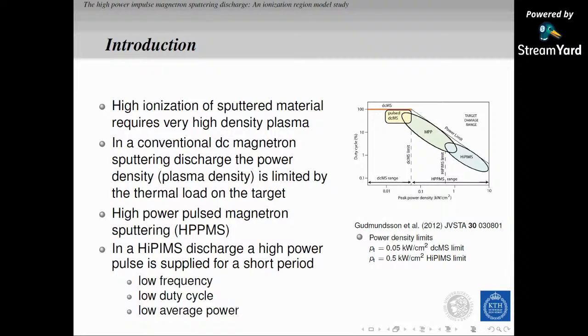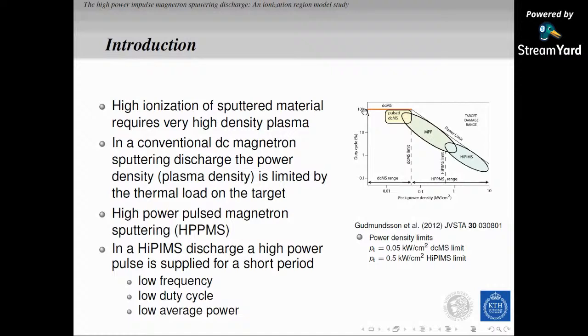So when you apply powerful, high power density pulses at low frequency and low duty cycle, and the same average power as in the DC discharge, you get what we call high power impulse magnetron sputtering discharge, or HiPIMS. And we see this here on this graph.